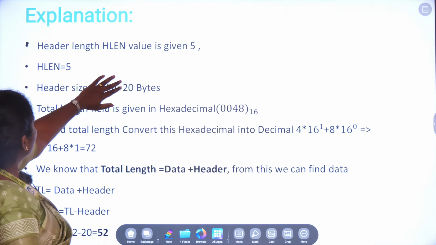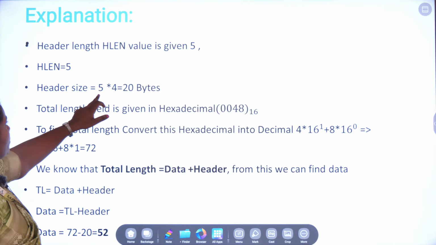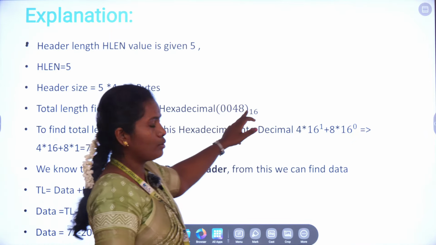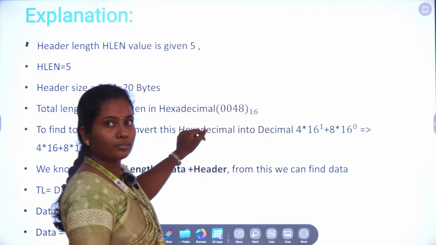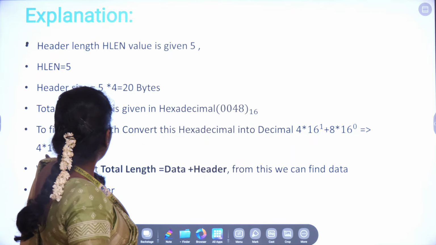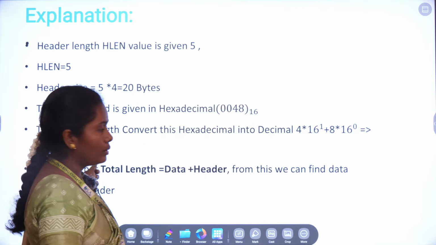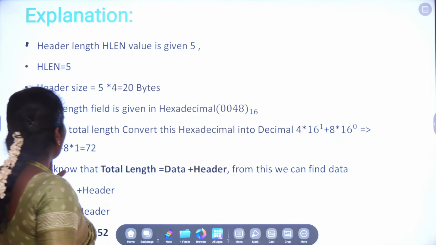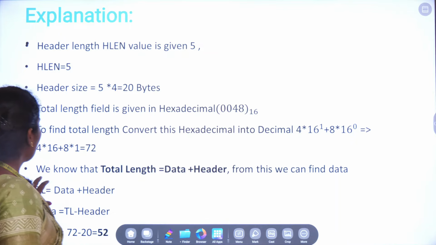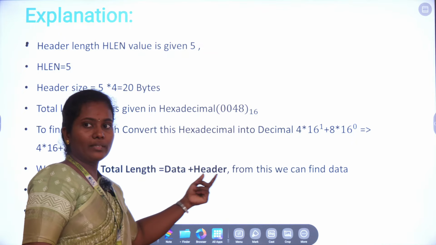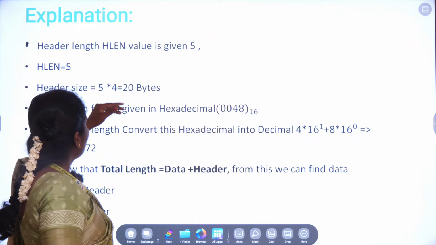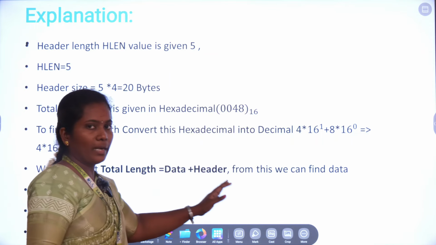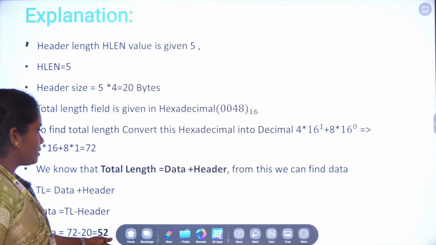The header length value is given as 5. To calculate the header size, 5 into 4, that is 20 bytes. The total length field is given as hexadecimal 0048 base 16. That is 4 into 16 to the power 1 plus 8 into 16 to the power 0, that is 4 into 16 plus 8 into 1, which is 72. We know that the total length is data plus header. From this we found the header size, and by using this we can calculate the data. Data is equal to total length minus header, that is 72 minus 20 is equal to 52.